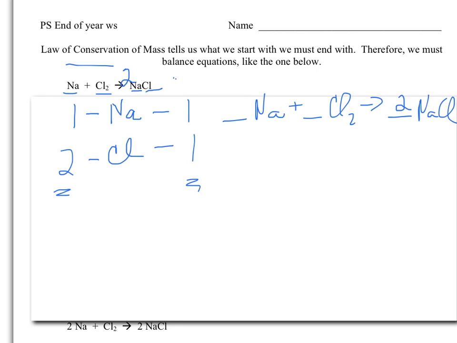And then I'm going to come back over here and change my table. I have two sodiums now, and I have two chlorines. And so that's good. That balances our chlorines, but now our sodiums are off. And so I'm going to come here. That's easy because sodium's all by itself over here. So I'm just going to say I have two of them.